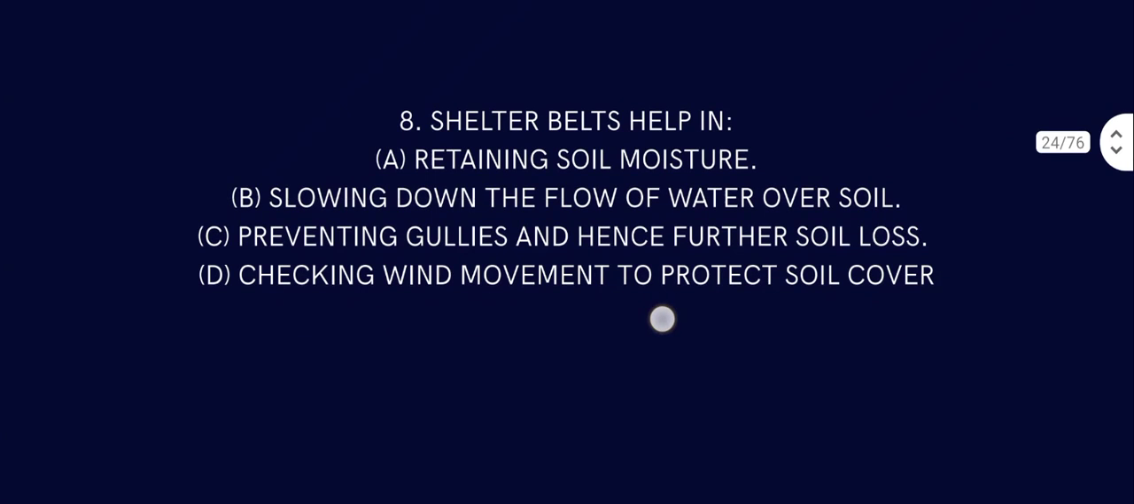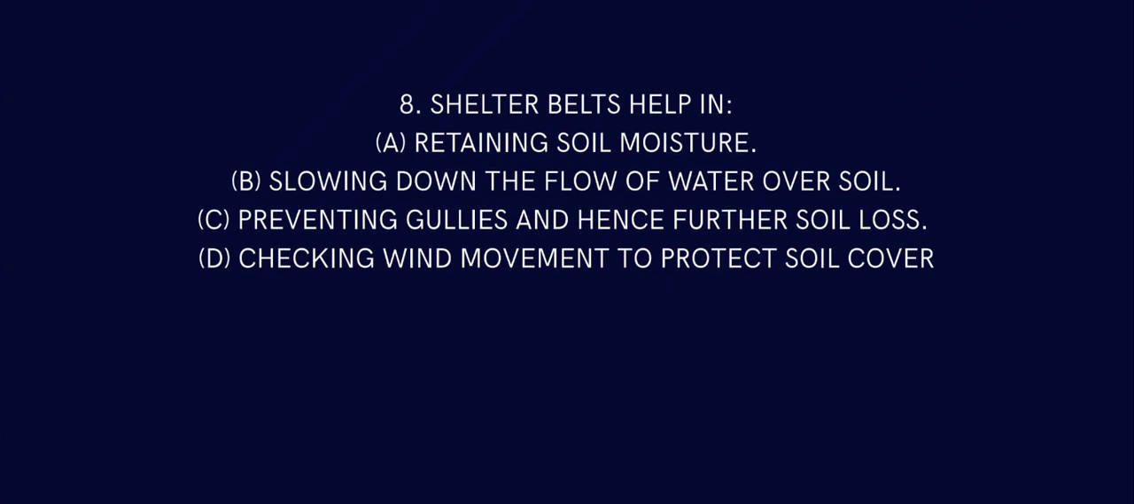Question number 8. Shelter belts help in what? Options: retaining soil moisture, slowing down the flow of the water over soil, preventing gullies and hence further soil loss, or checking wind movement to protect soil cover. Your answer is checking wind movement to protect soil cover.